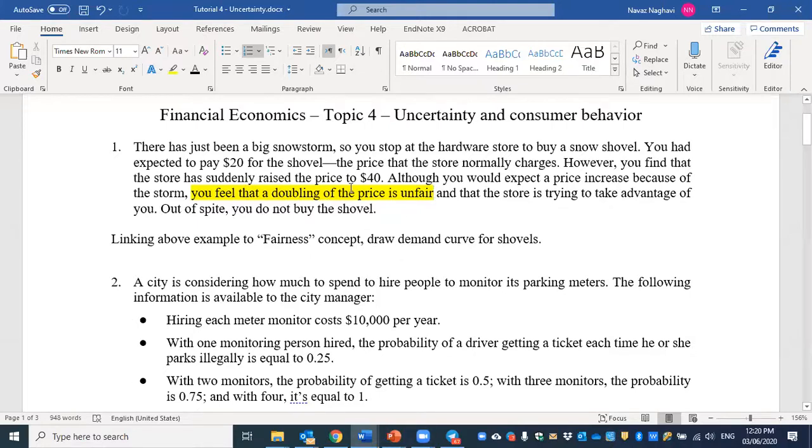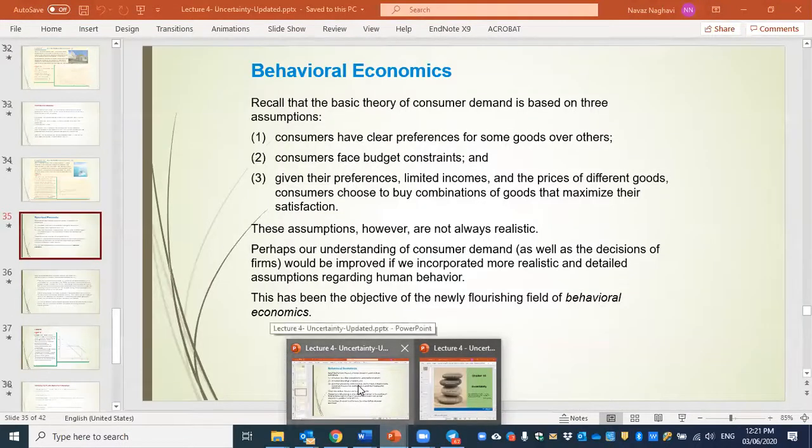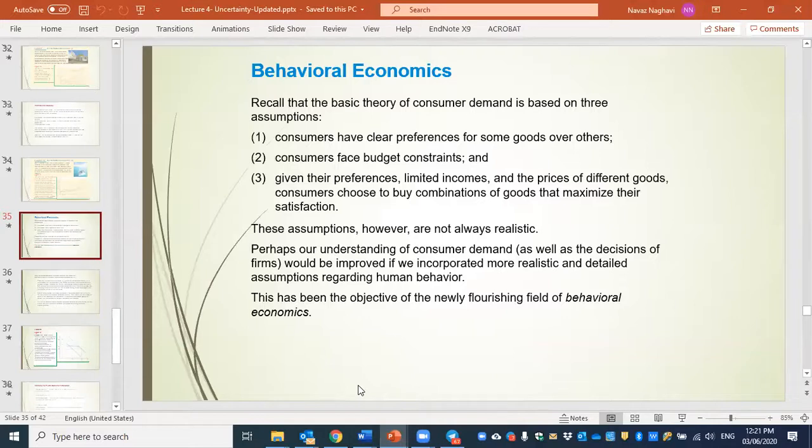The answer for this question is available in one of the sets of the slides that is available in your tutorials. So slide number 35 and 36 are about behavioral economics. Behavioral economics is exactly the concept that I just now explained for you, that some of our behavior is in a way that we cannot explain via the classical theories. Theory of consumer demand is not able to explain some of these reactions.